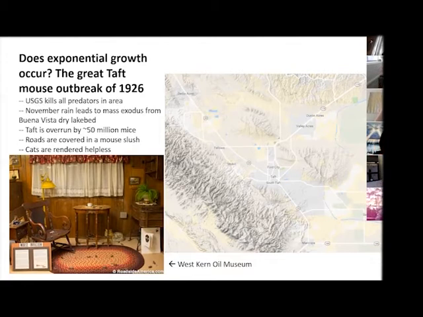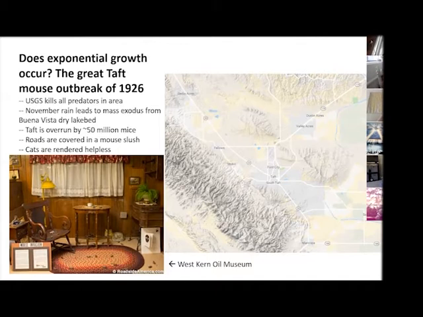The Great Taft Mouse outbreak of 1926 occurred there. This was an event where mice overwhelmed the town, and there's a record of it at the West Kern Oil Museum in Taft. I am keeping my fingers crossed that the shelter-in-place order is lifted so that I can go to the museum. I so want to go to this place. I've read about this in the scientific literature, because it's so weird.